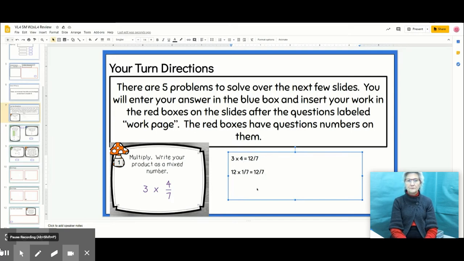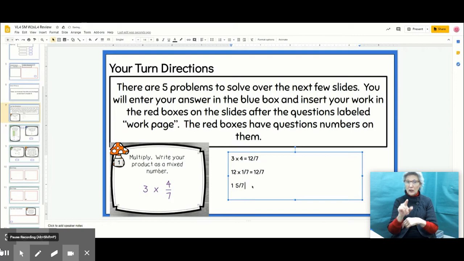Well, if I look, it's asking me to write my product as a mixed number. So here I have it written as a fraction greater than 1. So now I need to turn this into a mixed number. I know that it's greater than 1 because 7 sevenths would be 1 whole. So I'm actually going to use that to help me. If I know that 7 sevenths makes 1 whole, I know that I have 1 whole here, right? And then how many pieces do I have left over? Well, 12 minus 7 is 5. So I have 5 pieces left over, but those pieces are sevenths. So my mixed number is 1 5 sevenths.